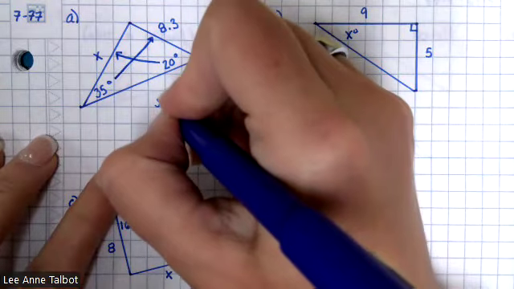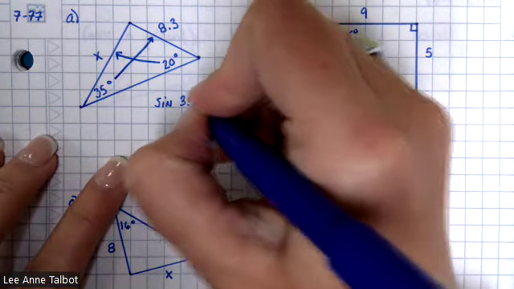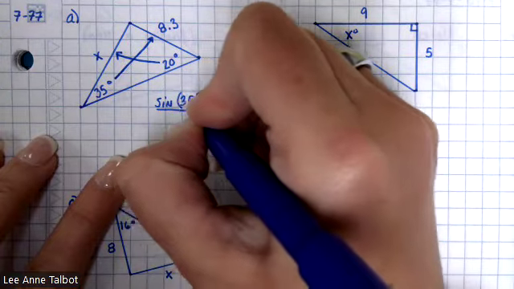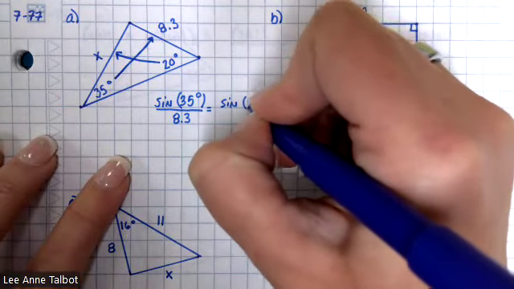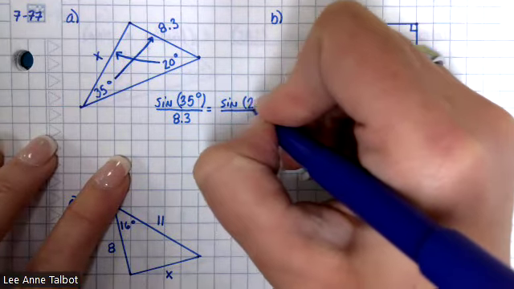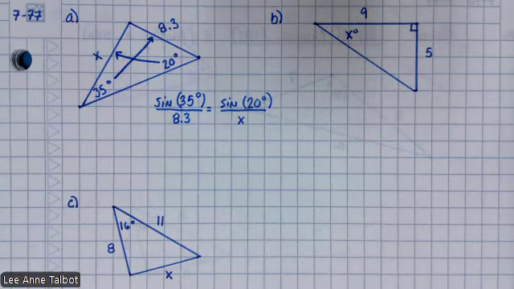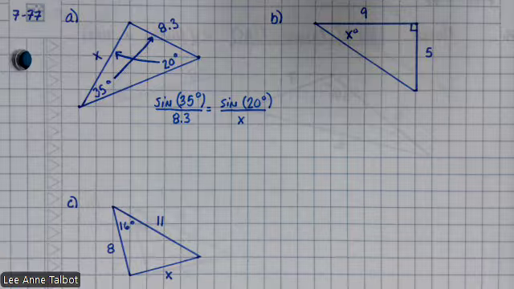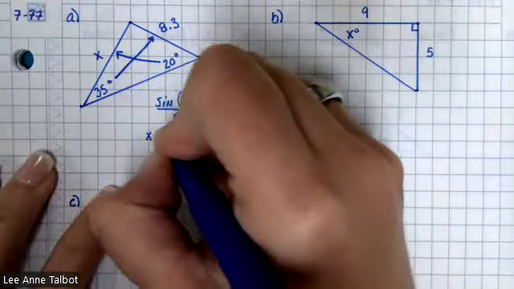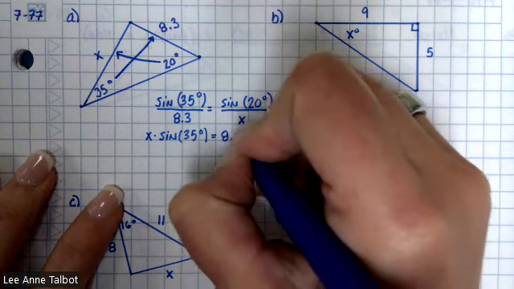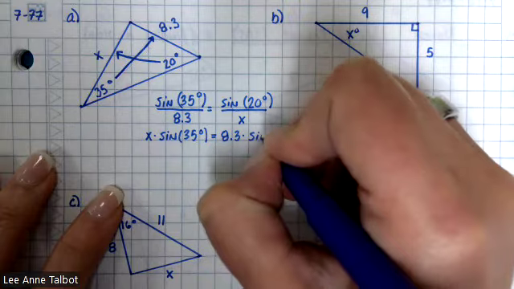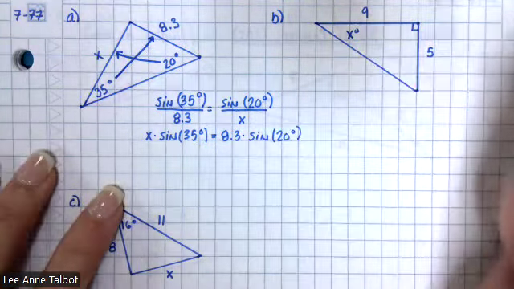Okay. So sine of 35 over the side across equals sine of 20 over x. Are you guys okay with my setup? Okay, so x times sine 35 equals 8.3 times sine 20.